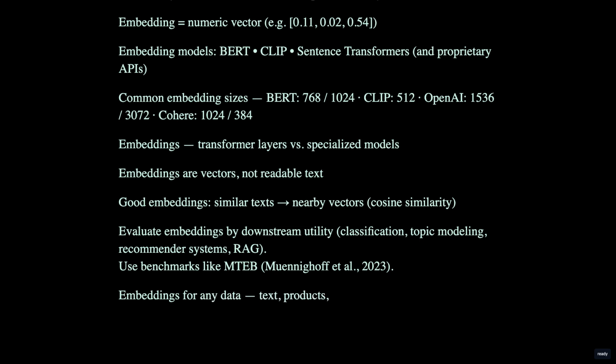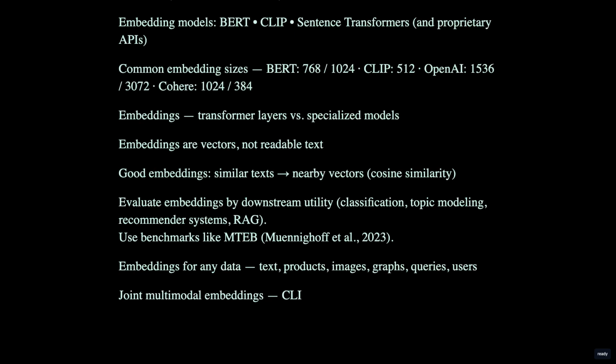I often use text examples, but embeddings can represent any data type. Companies like Criteo and Coveo embed products, and Pinterest embeds images, graphs, queries, and even users to power search, recommendations, and personalization. Researchers create shared embedding spaces so different data types can be compared and used together.